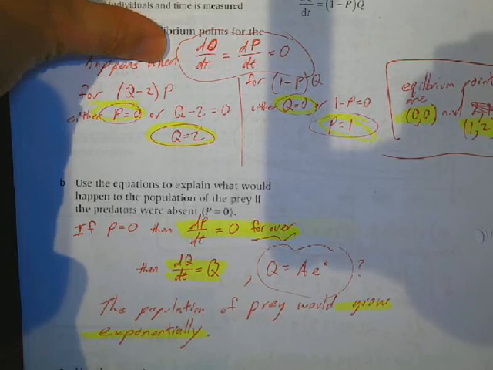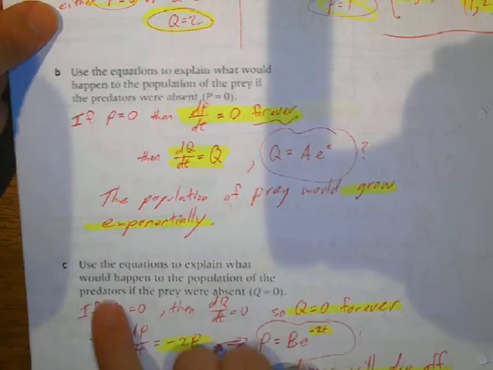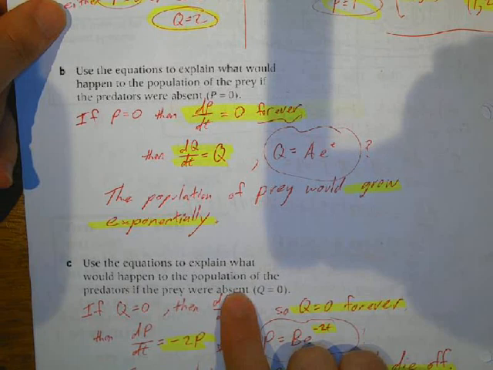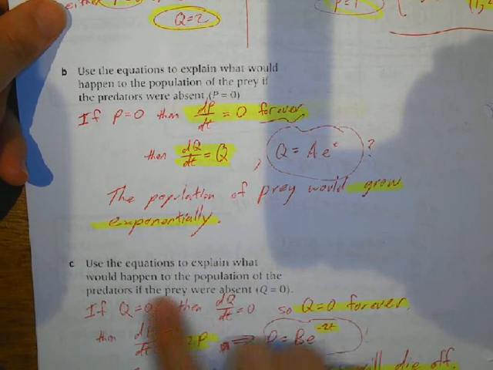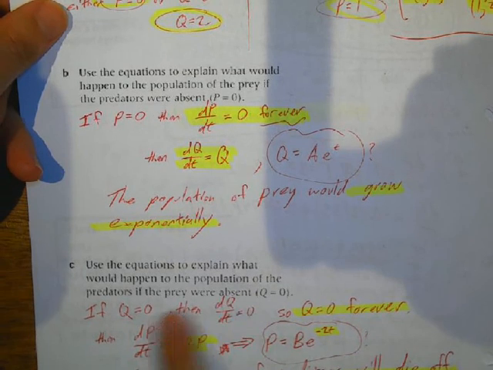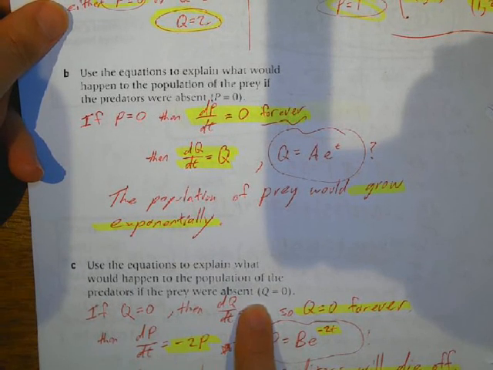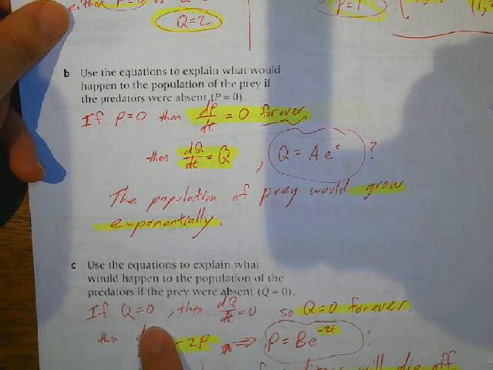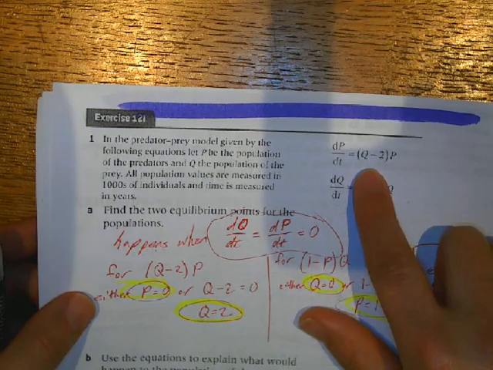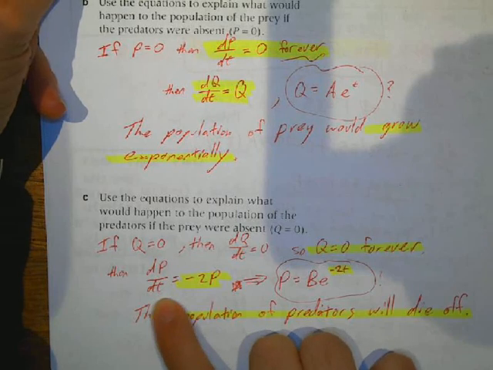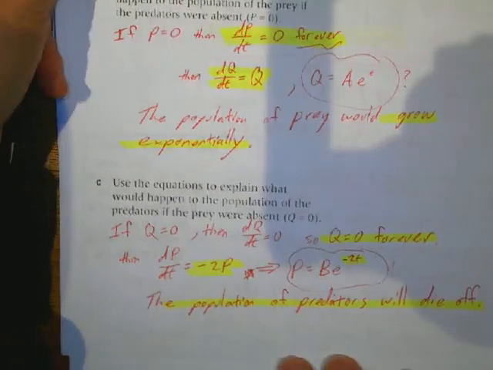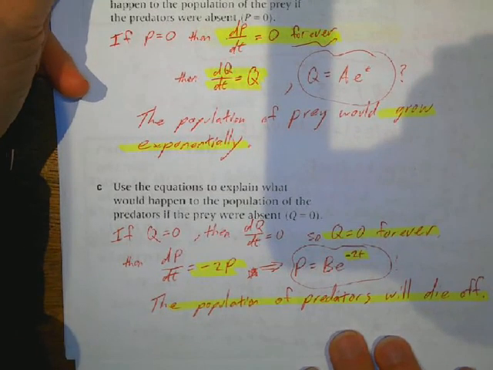Now, what would happen to the population of the predators if the prey is equal to 0? In that case, we're going to make Q equal to 0. And if I plug Q equal to 0 here and here, then we're left with dP/dt equal to negative 2P. Okay? And so the population of the predators would eventually die off.